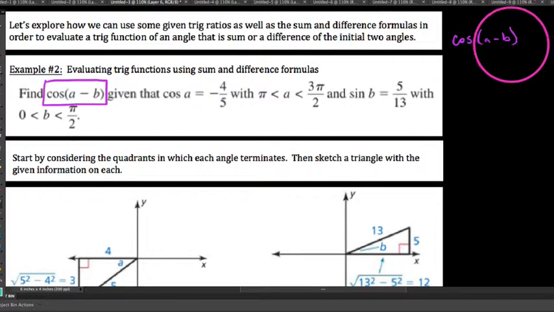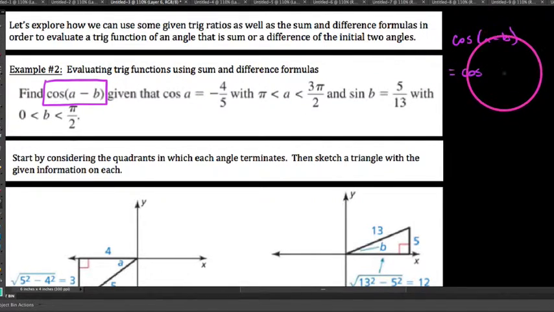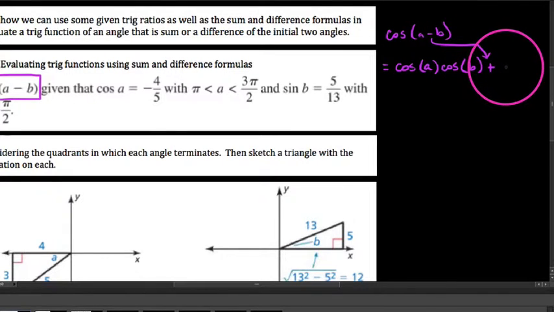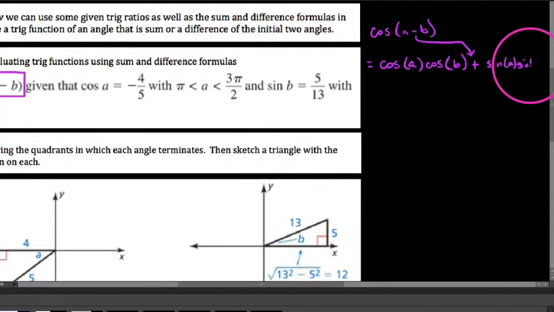Using our sum and difference formula, when we rewrite this as an equivalent form, it has to start with cosine because this expression starts with cosine, and our angles stay in the same order. So we have cosine A, cosine B, and then we get plus here. Cosine always has an opposite sign when we rewrite this with sum and difference, so we have sine A, sine B. We have cosine A cosine B plus sine A sine B.